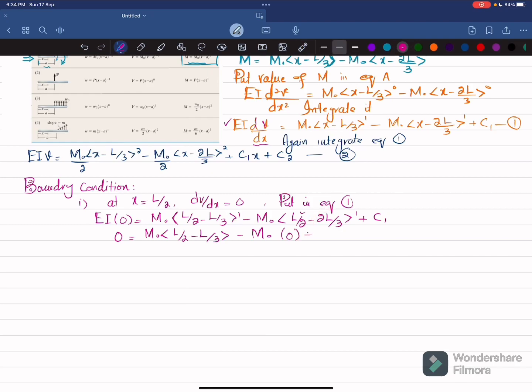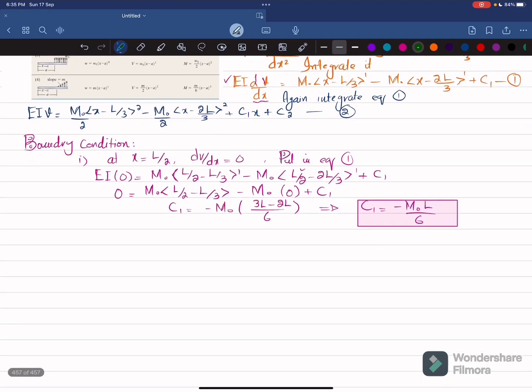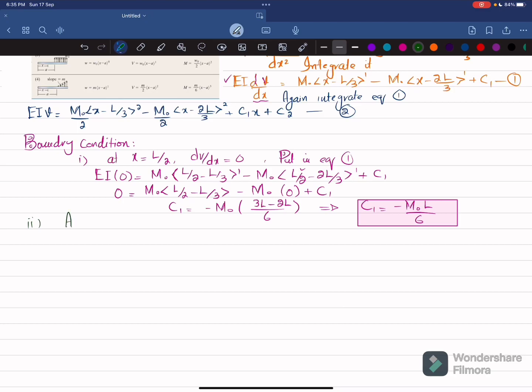So I will write m naught into 0 plus C1. So from here you will get C1 will be equal to minus m naught into, if you take LCM, it will be 6, so 3L minus 2L, and you will get C1 will be equal to minus m naught L over 6. So this is the value of C1.